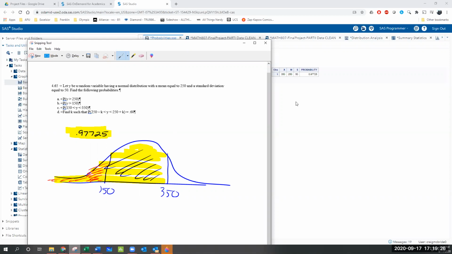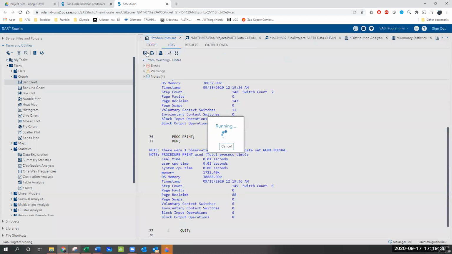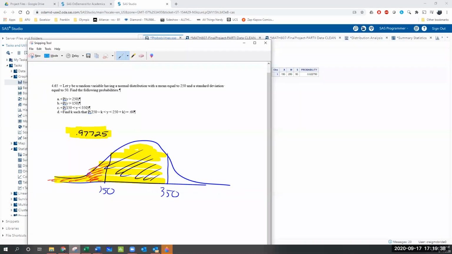Then we're going to go back and change it to 150. Run it again. Okay. And that gives us down here, this area is 0.022750. So if we subtract, right, we'll get the leftover. It's really just going to be that one minus that one that will give you the bit in the middle.